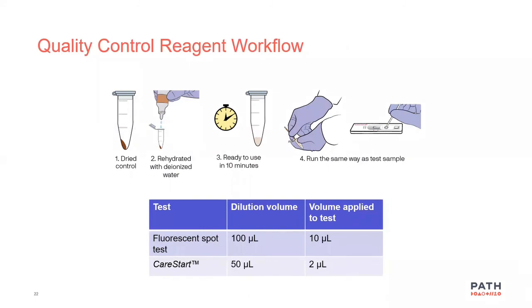This is showing the workflow. So if you look at step number 1, this is a picture of the lyophilized control in a little Eppendorf tube. Step 2, you rehydrate with deionized water. Step 3, you wait about 10 minutes, and now you run the controls as you would run the test sample. And we've been able to show that this works in 2 qualitative assays. We've used it in the fluorescent spot assay and also in the CareStart.